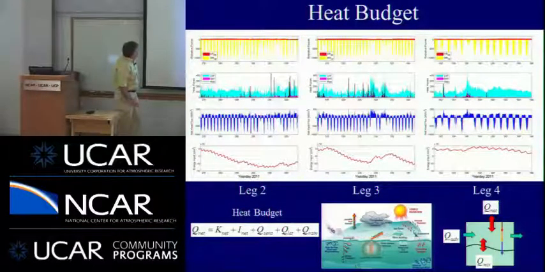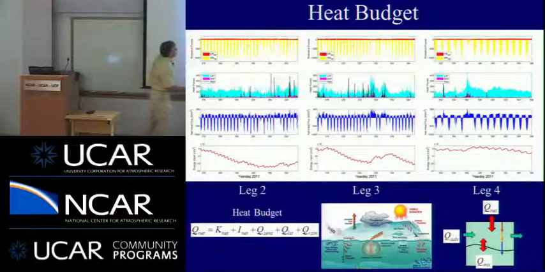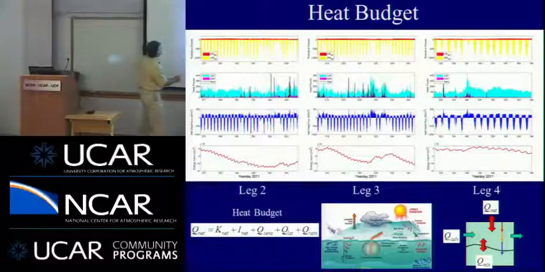And sort of what this is showing us here, do I have the net heat flux? I really should have daily averages on this.